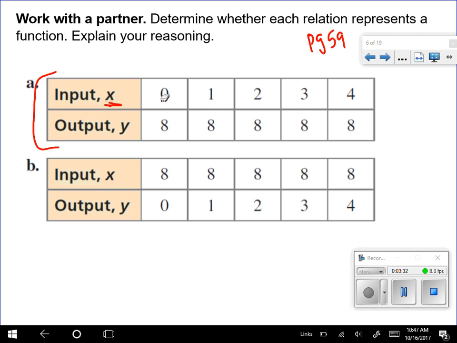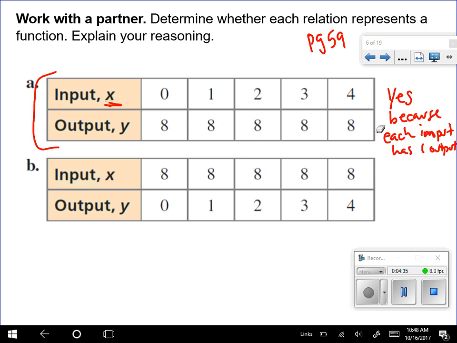Now, for the input of 0, we have 8 as our output. So for this input, we have exactly one output. Okay, for our input of 1, we have 8 as our output. We have exactly one output. Okay, for 2, we have exactly one output. So each input has exactly one output. So if we were determining if this was a function or not, yes, because each input has one output. Okay, so I would write that in your journal by it just so you kind of have an example. But this is a function because for every input, even though all the outputs are the same, it has exactly one output. Okay, meaning for each different input that I have, there's only one option for an output.